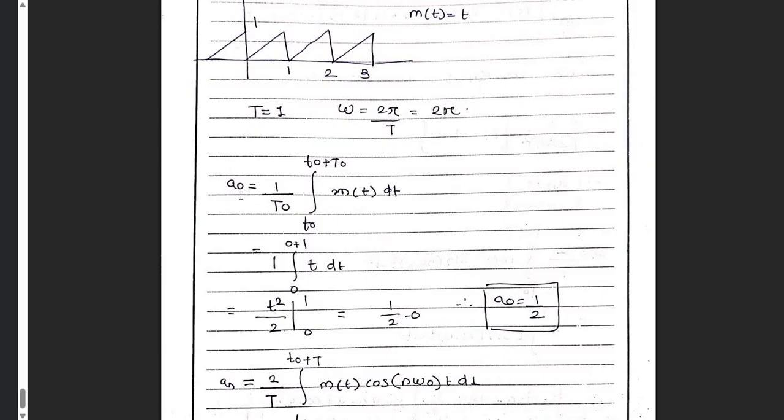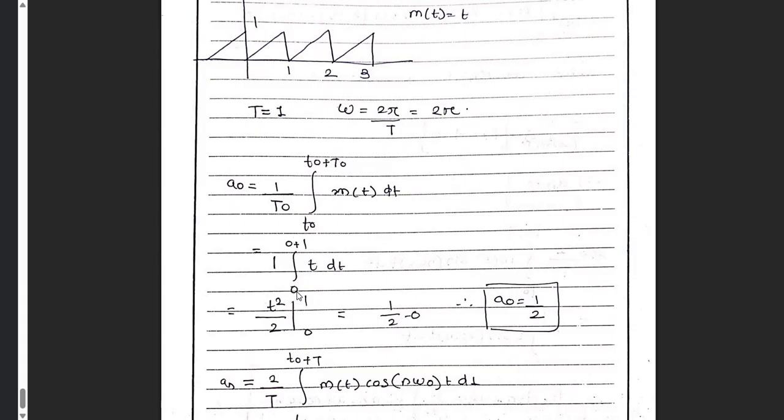Now let us have the calculation part. Very first is the first coefficient, that is A0. A0 is equal to, what is our formula? 1 upon capital T0, integration over one period, that is small t0 to small t0 plus capital T0, of m of t or x of t dt. Now for this example, what is T0? T0 is nothing but the fundamental period, 1. So therefore we have taken 1 upon 1, that is 1.